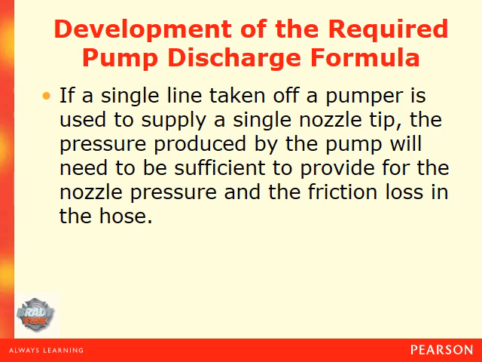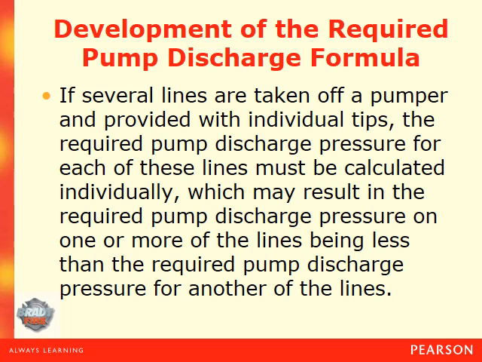If a single line taken off a pumper is used to apply a single nozzle tip, the pressure produced by the pump will need to be sufficient to provide for the nozzle pressure and the friction loss in the hose. If several lines are taken off a pumper and provided with individual tips, the required pump discharge pressure for each of these lines must be calculated individually, which may result in the required pump discharge pressure on one or more of these lines being less than the required pump discharge pressure, which is the one that's going to be the highest. And then you have to, again, gate down or feather down the other two lines.